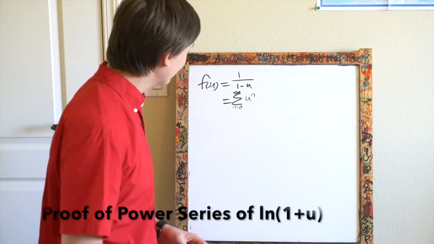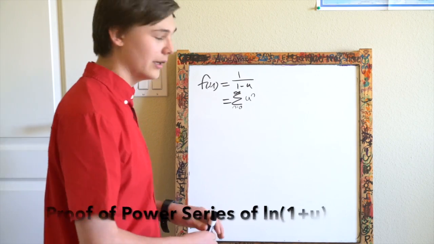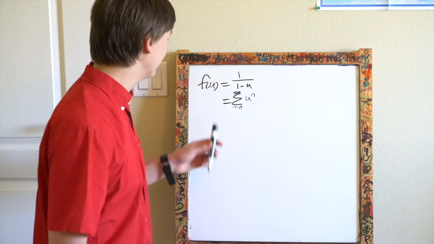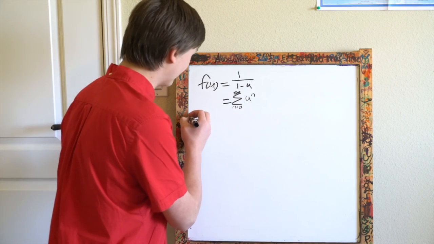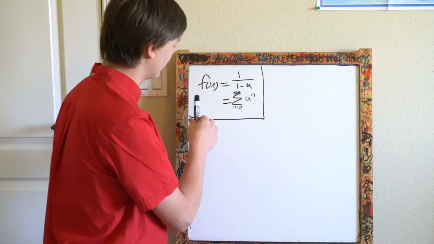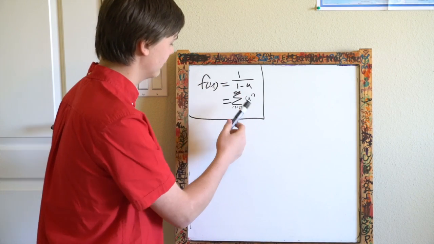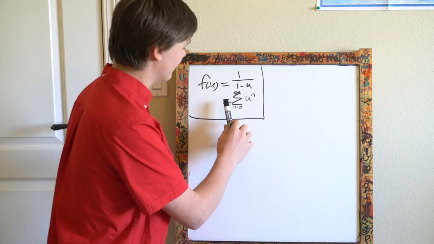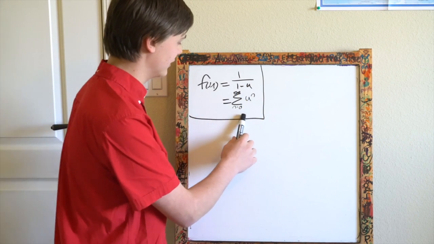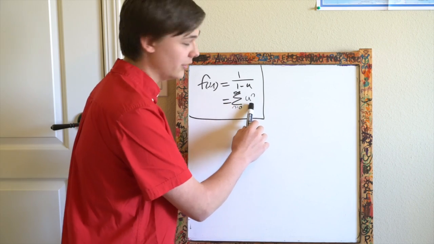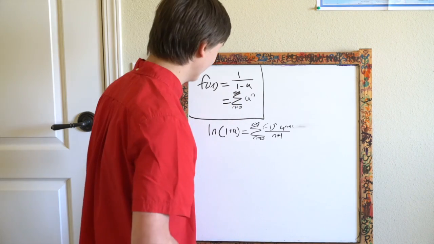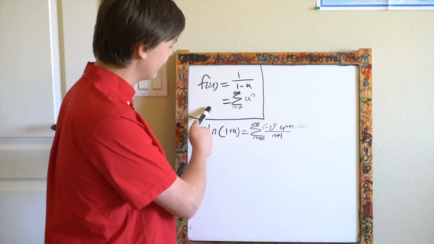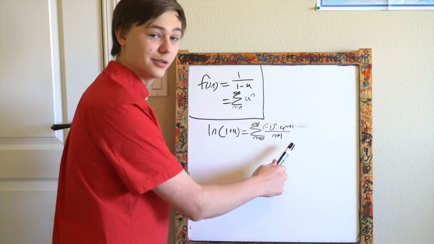Hi, I'm Alex, and Serena already introduced this idea of power series, and this is actually one of the more common power series that we see. It's f of u equals 1 over 1 minus u, and that equals the summation as n starts at 0 to infinity of u to the n. So we're going to use this formula to prove that this is true.